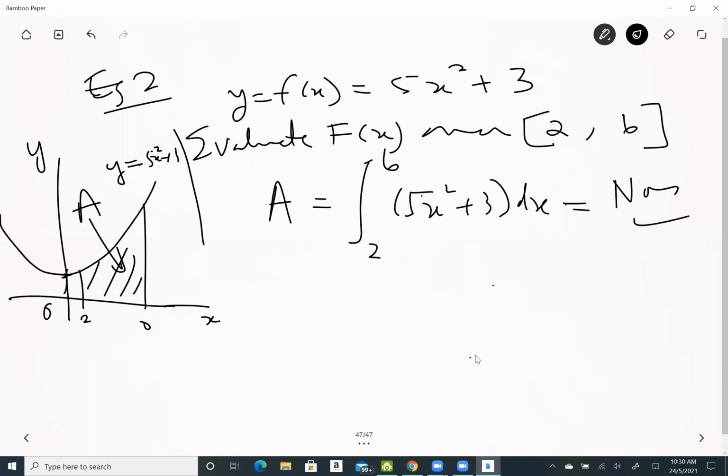Hello? Okay, got it? So what do you get? Anybody get the value? So that will be equal to 5x cubed over 3 plus 3x. Okay, and then we have to evaluate from 2 to 6.